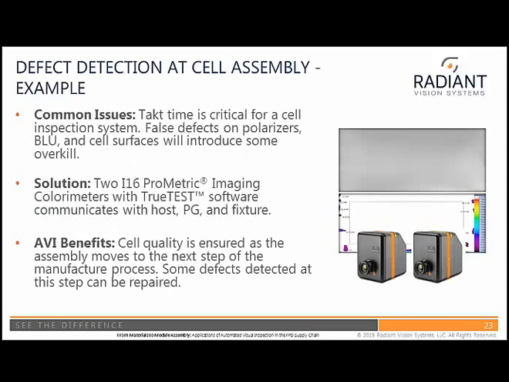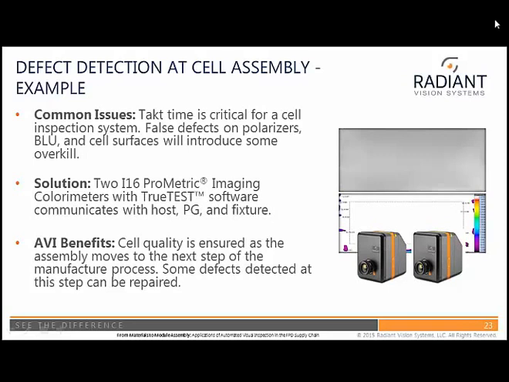So let's look at what are common issues for cell assembly. Basically, at this point of the assembly process, takt time is really important. Any kind of false defects on polarizers, the BLU, and cell surfaces can introduce some overkill. It's possible that there might be dust that can be wiped away or something along these lines. We have methods that can reduce that aspect, but typically our customers are more interested in avoiding escapes rather than having a small amount of overkill. So typically we're asked to operate on the side of having a small amount of overkill rather than any number of escapes.